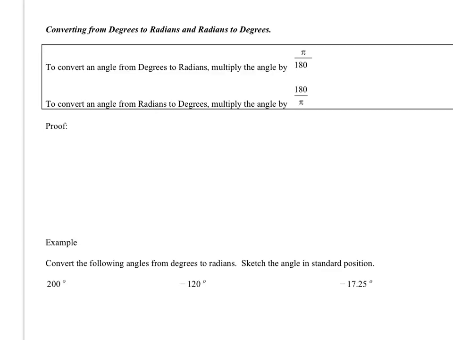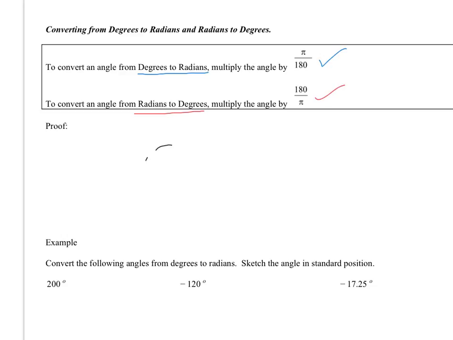So there are two very easy conversion formulas for that. If I want to go from degrees to radians, I multiply by pi over 180. If I want to go from radians to degrees, I multiply by 180 over pi. Now the proof of this is actually really simple, so we'll prove it real quickly.